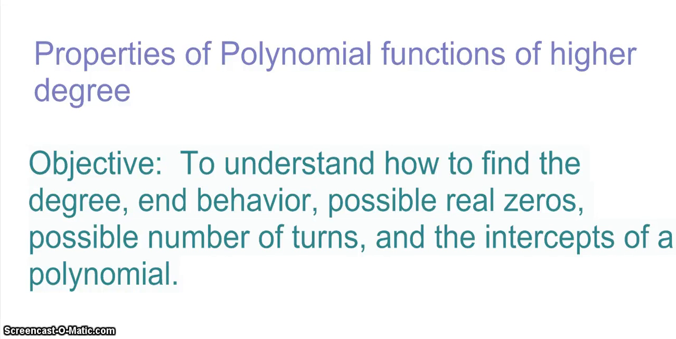Alright, so today we're talking about properties of polynomial functions of a higher degree. So we've talked about polynomial functions before. Hopefully we all have an understanding of what a polynomial function is and what we're looking for in a polynomial function. Today we're going to look at properties of those polynomial functions. We want to understand how to find the degree, the end behavior, possible real zeros, possible number of terms, and the intercepts of a polynomial.